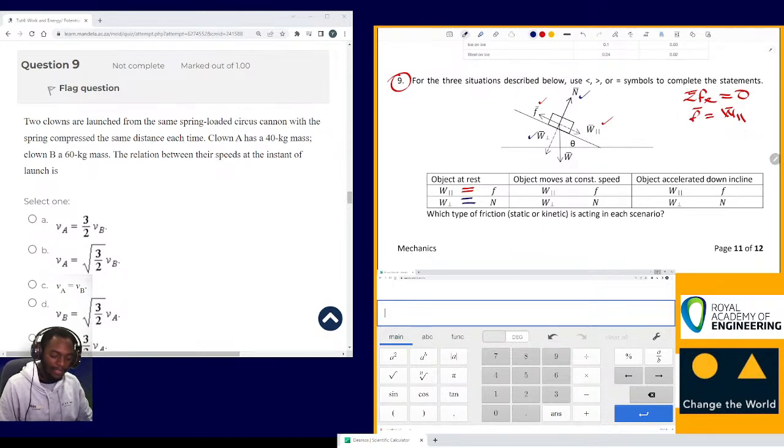Now we're told that the object moves at a constant speed. If the object moves at a constant speed, how does the weight down the slope compare to the frictional force?